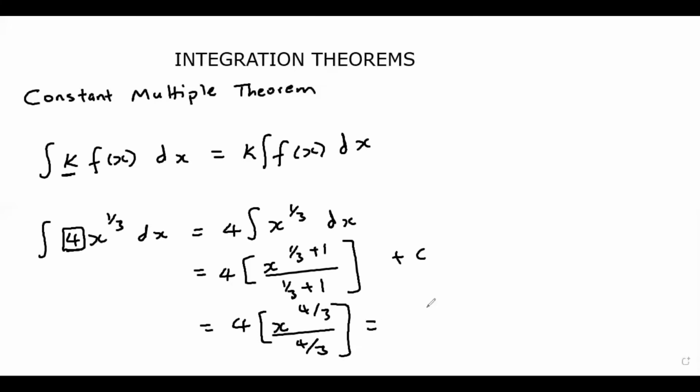So now we'd have 4 times 3/4, because you'd have to flip this, x to the 4/3 plus c. So the 4s would cancel here. You'd have 3x to the 4/3 plus c.